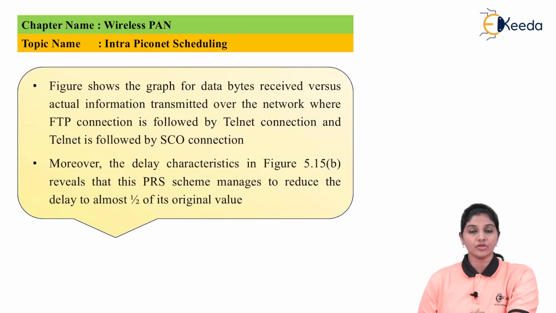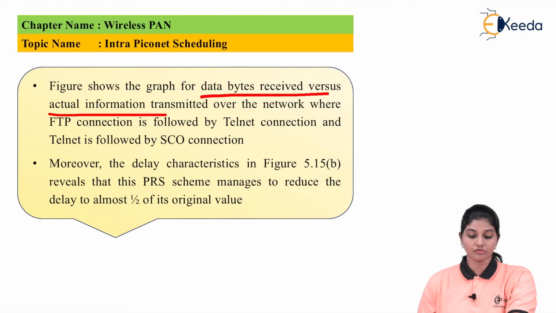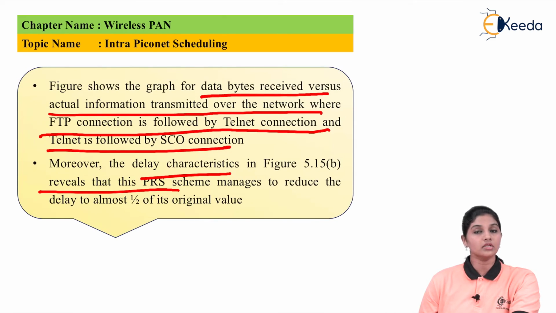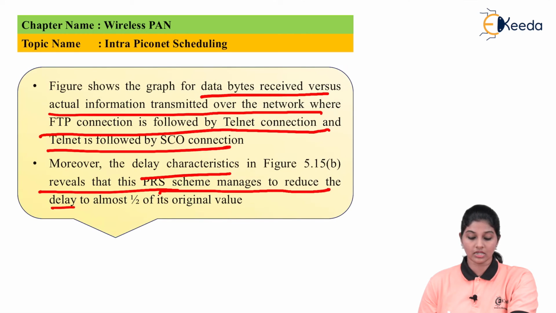Now the graph which we have seen is nothing but the graph between the data bytes received versus the actual information transmitted over the network, where the FTP connection is followed by the telnet connection and telnet is followed by the SOC connection. The delay characteristics of the network reveal that this PSR scheme managed to reduce the delay to almost half of its original value. So by using PSR, it is possible to reduce the delay that occurs in the data transmission, and therefore it improves the quality of service supported by the network.